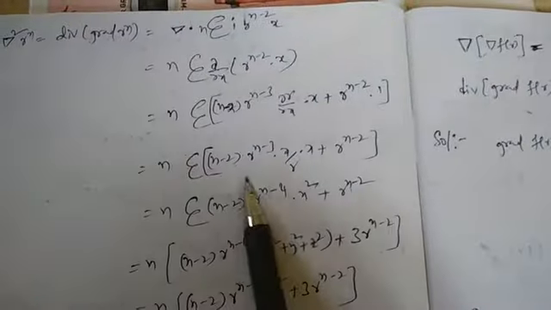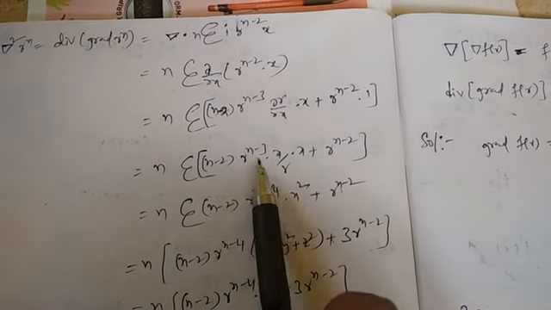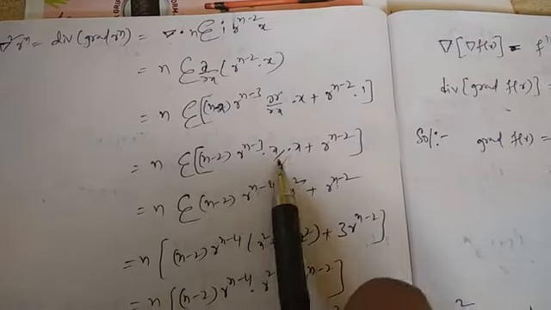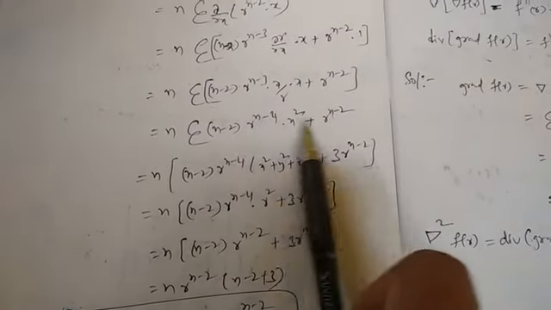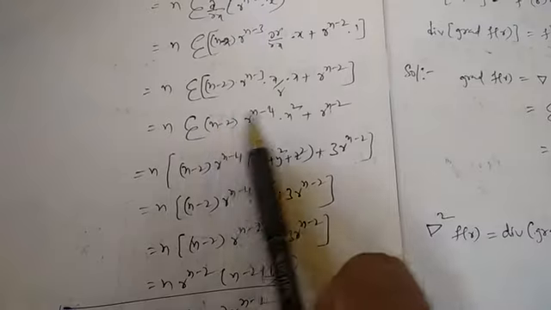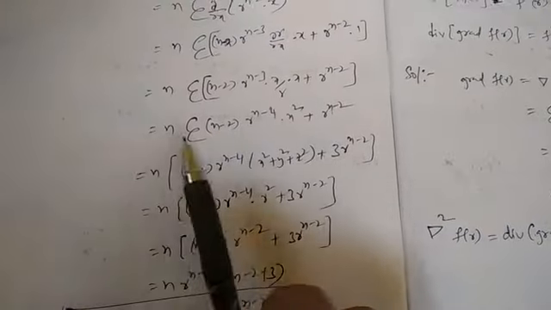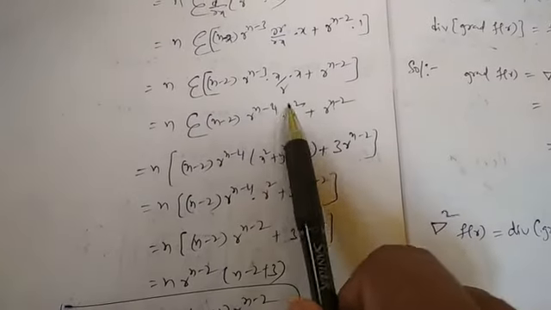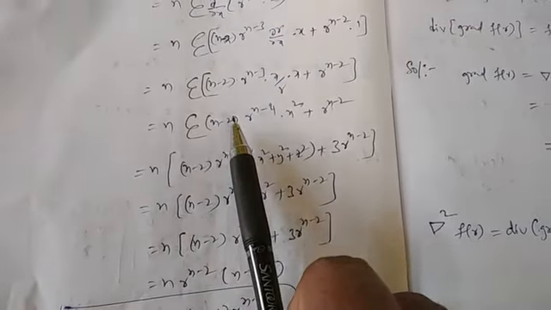Now dou r by dou x is x by r, that we have to apply here. Now r power becomes n minus 3; here 1, r power n minus 4, x into x, square plus r power n minus 3. Now this is the term for only x. The same terms you can split for x, y, z. Now this term we have for x, for y, and for z.